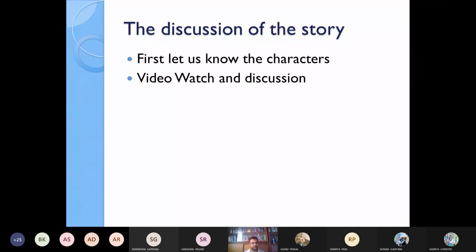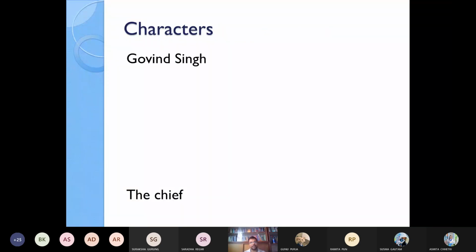First, we need to know the characters, and you can also watch the video and discussion that you find on the web, or in other forums or groups, under the title The Gateman's Gift. Now, look at the main character, or the protagonist of the story. The main character is Govinda Singh.